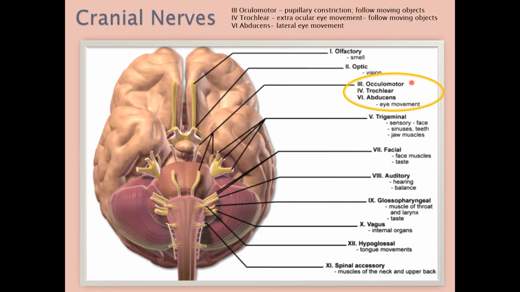Cranial nerve 4 is the trochlear nerve, which is charged with extraocular eye movement and following movements. And then the abducens is lateral eye movement. You can follow these down and see each one of these cranial nerves.